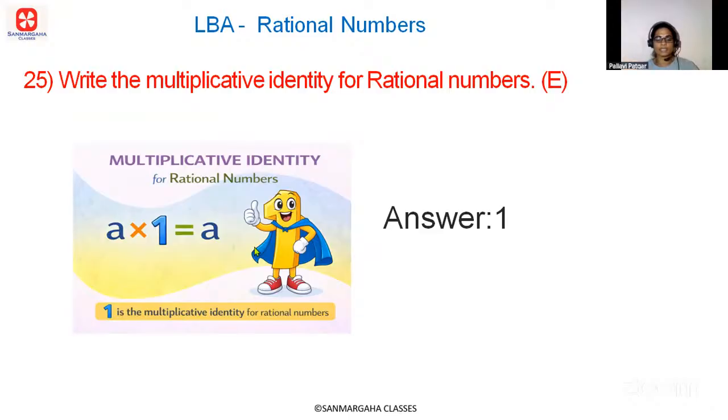For example, you take a rational number 3 by 4. Multiply with the identity 1. So we'll get the same number 3 by 4. So the multiplicative identity for a rational number is 1. Thank you.